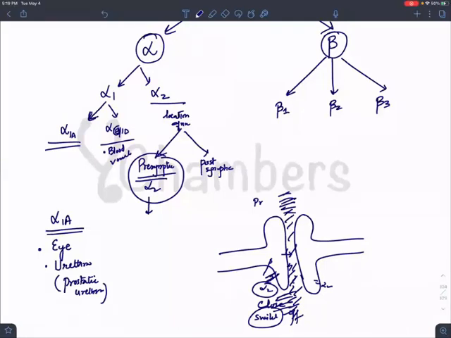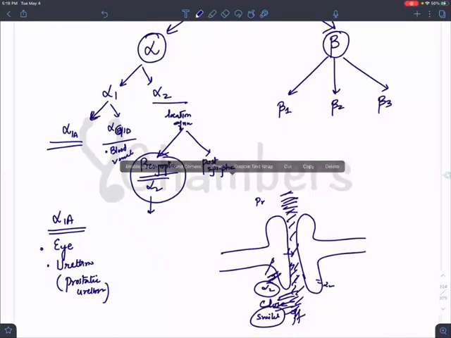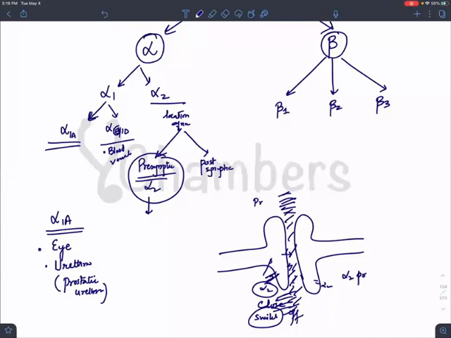What about postsynaptic alpha 2? Postsynaptic alpha 2 are present on blood vessels. Remember that. B for blood, B for brain. So alpha 2 is present on blood vessels and brain. Easy, guys.